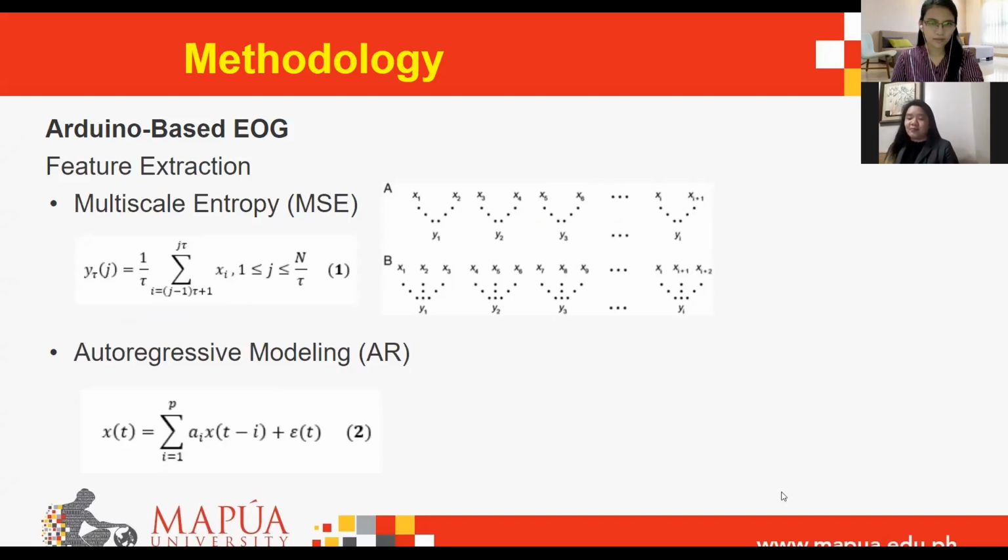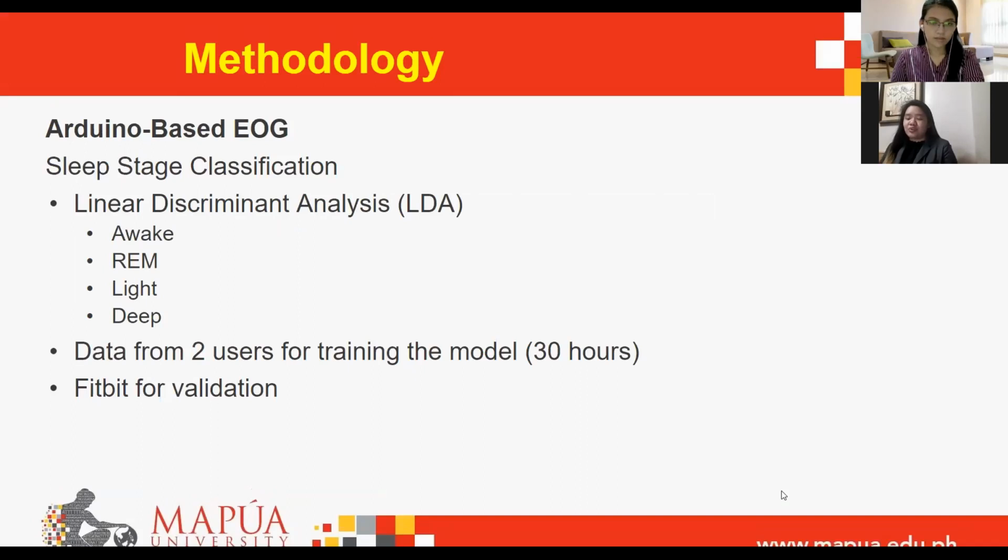In the next slide, after pre-processing, the filtered signal would then undergo feature extraction. For this study, two algorithms were used, which are MSE and AR modeling. Lastly, the features would go through the sleep stage classification, and the linear discriminant analysis or LDA algorithm would be used. Data from Fitbit would be used for validation.